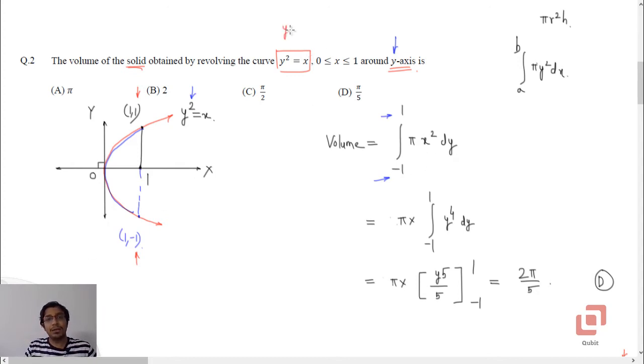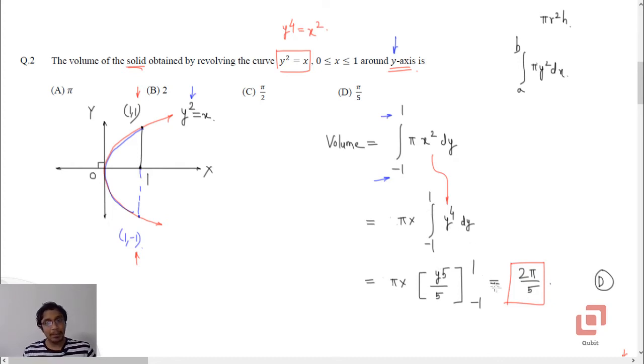x squared is y to the power 4. So it will be pi times the integral of y to the power 4 with respect to y with limits -1 to 1. Now if you find this volume, it will turn out to be 2 pi by 5, because this is an even function, so its integral will be 2 times the integral from 0 to 1.